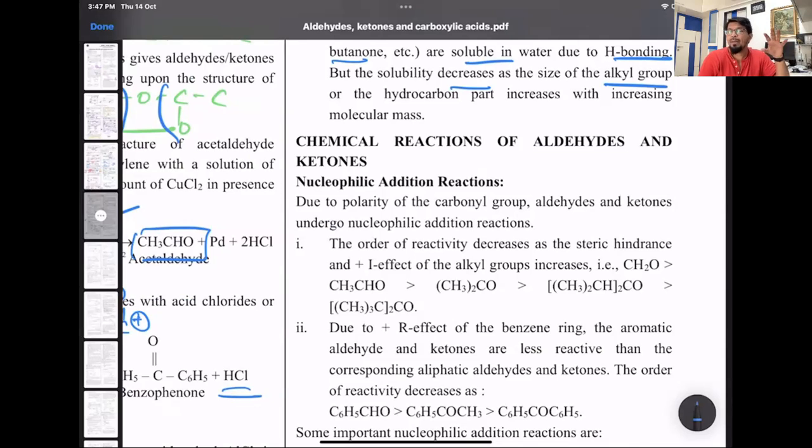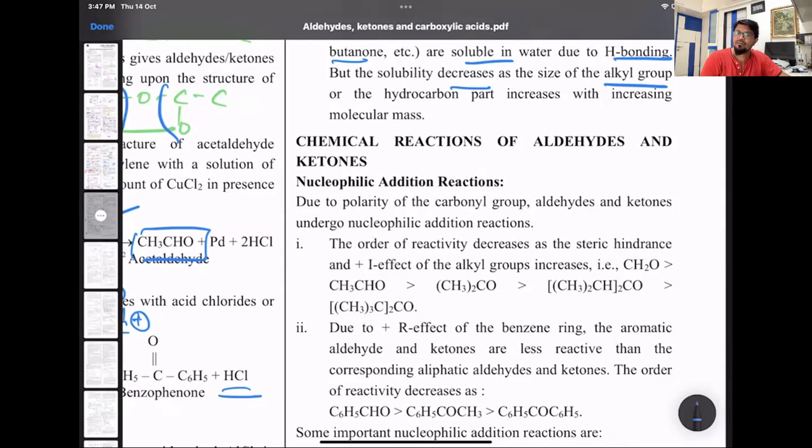So we say as the bulk of the alkyl group increases, the alkyl group is an electron repelling group, plus I effect. So as the bulk of the alkyl group increases, it shows steric hindrance. Because of the bulk of the alkyl group, the nucleophile is repelled. Hence we say, lower the bulk of the alkyl group, more reactive is the aldehyde and the ketone.